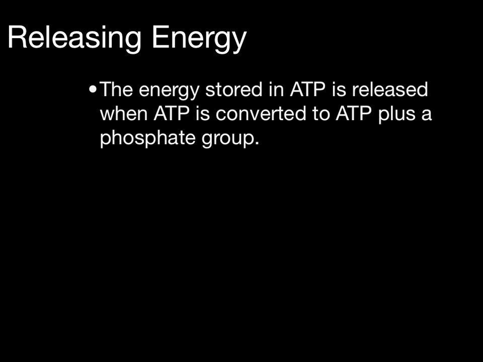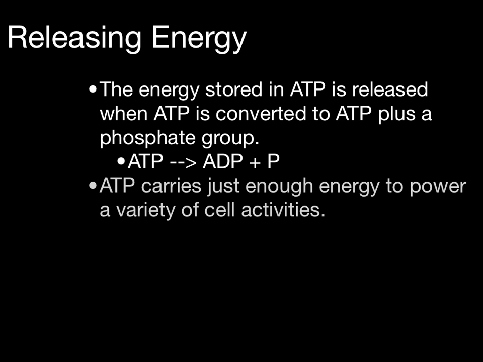Now, once your cells have stored up all this energy, they're not going to hold on to it forever, they're going to use it. The energy stored in ATP is released when ATP is converted to ADP. The equation for this chemical reaction is a decomposition reaction. We have ATP producing ADP plus a phosphate group.